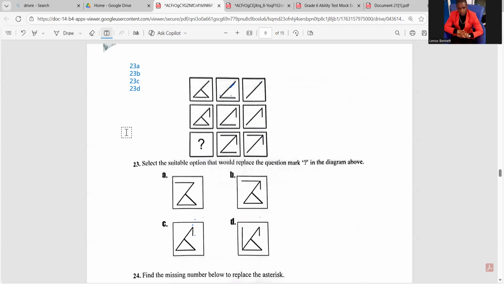All right. You can go ahead and do 23, please. Select the suitable option to replace the question mark in the diagram above. So you see where the question mark is? You're going to replace it with whatever diagram you think should go there based on the others that are there. All right. Have fun.